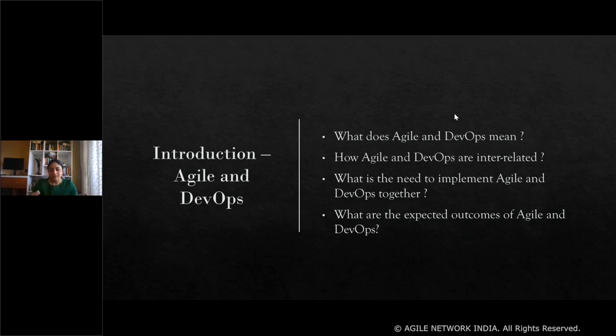So now we understand the basic concept of Agile and DevOps, how they are interrelated, why they need to be implemented together, and what the expected outcomes of both of these philosophies are. Here, I would also like to bring the audience's attention to one more important point: Agile is a precursor to DevOps, and both go hand in hand to make an organization successful.